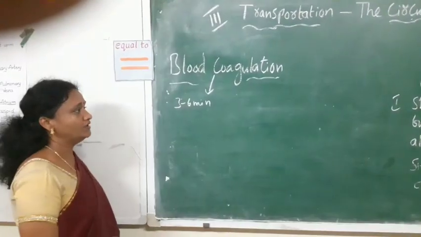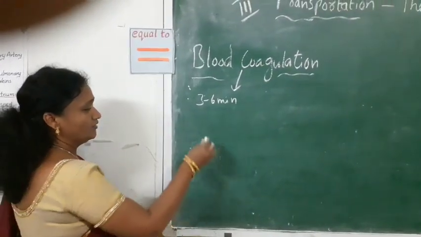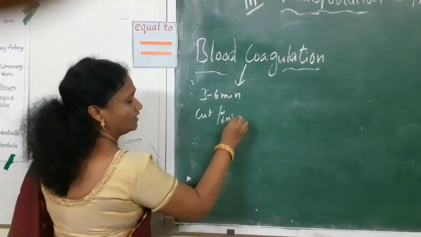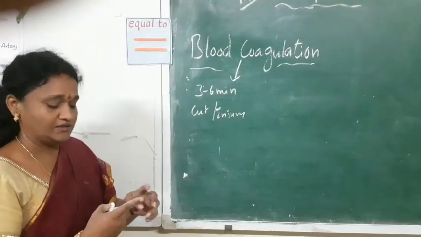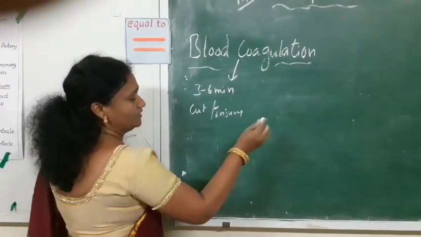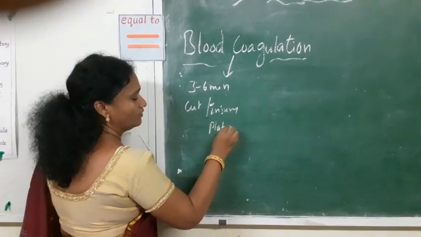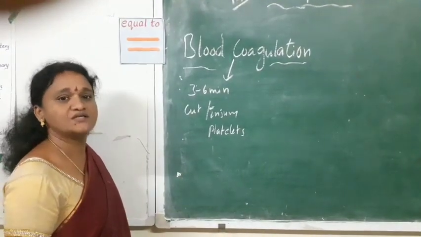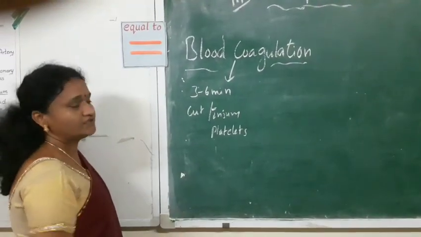Even though it is simple for us to say, there is a process by which the blood coagulates. Whenever any cut or injury occurs, let us take an example: when you are sharpening a pencil, you get a cut on the finger, so that the blood comes out of the body. Immediately, when the blood comes out, the platelets play an important role. You know that the blood contains 3 types of blood cells: red blood cells, white blood cells and platelets. The platelets or thrombocytes play an important role in blood coagulation.